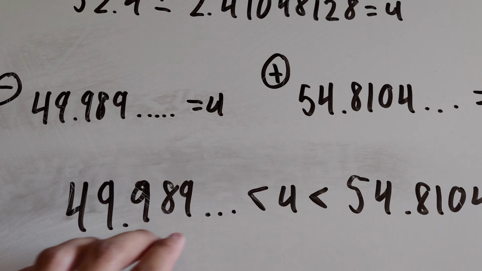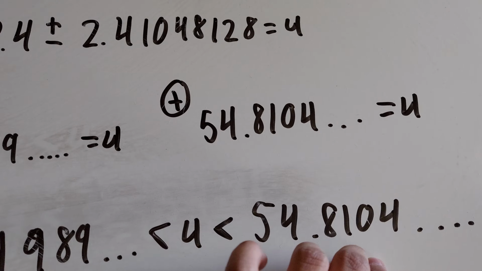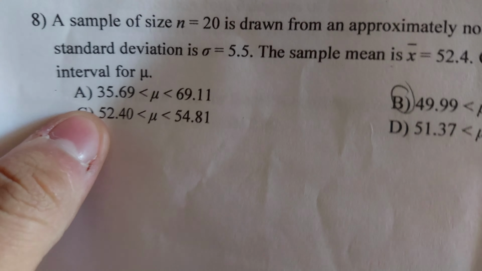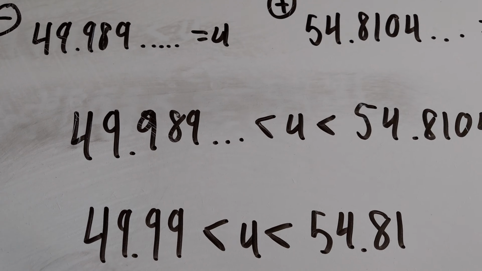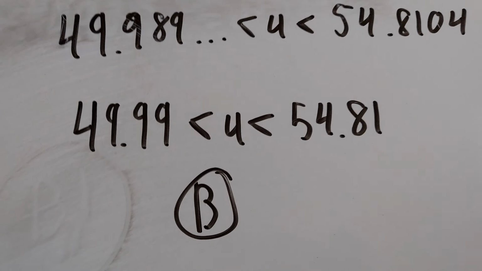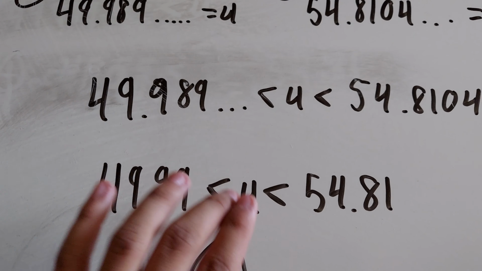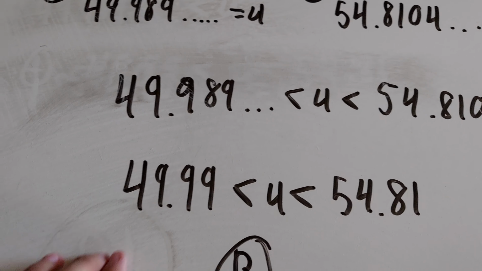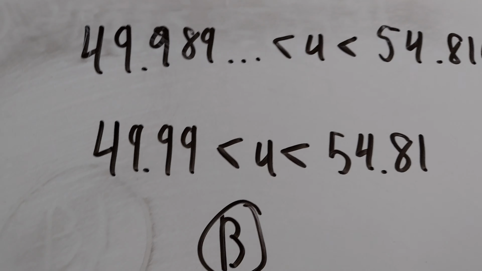So we got 49.989 is less than u, which is also less than 54.8104. As in the homework right here, we have two whole numbers and 2 decimal points, so we're actually going to simplify, or round. We're going to get 49.99 and 54.81, which is bravo, B. The reason we do this is it's kind of a math way of saying that u is between 49.99 and 54.81. So there we go, that is all of it done.